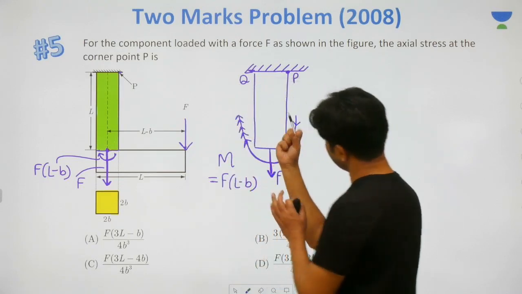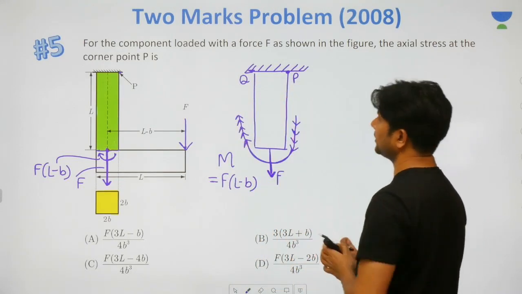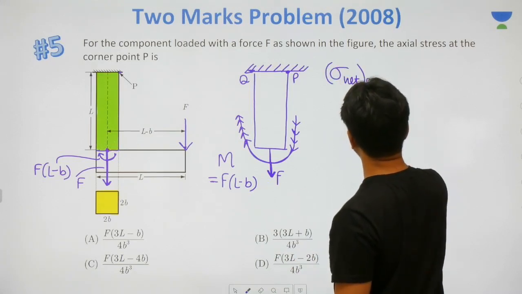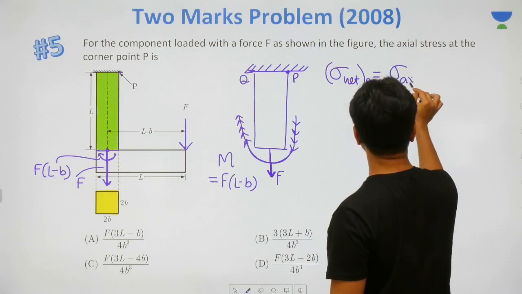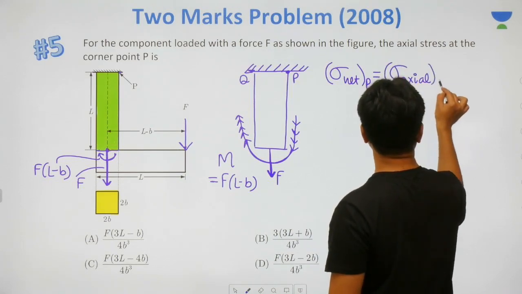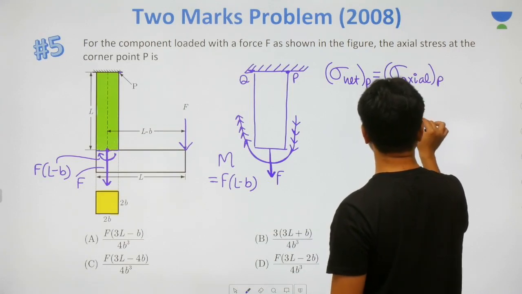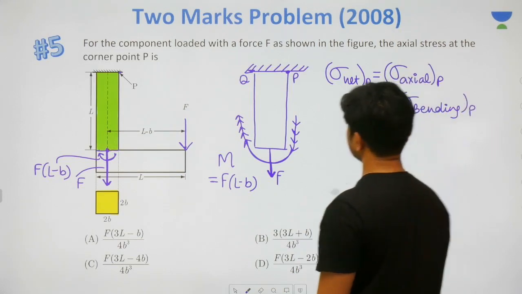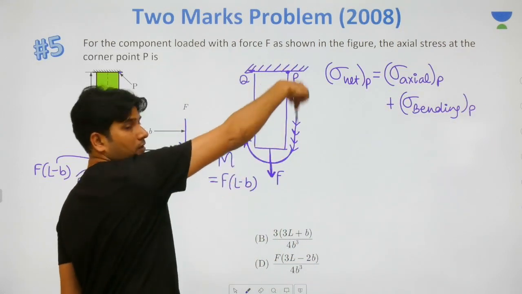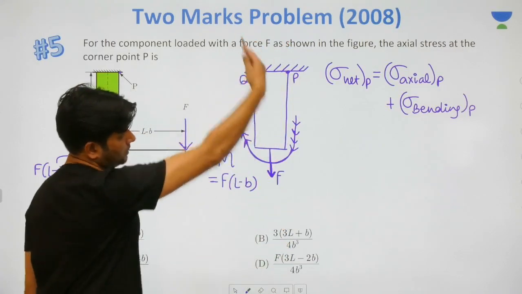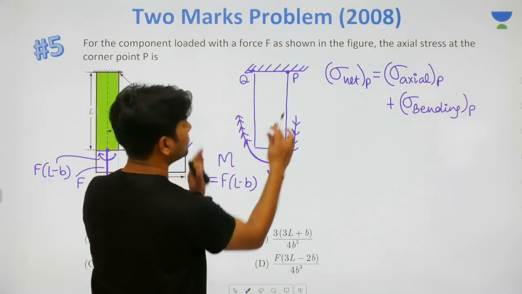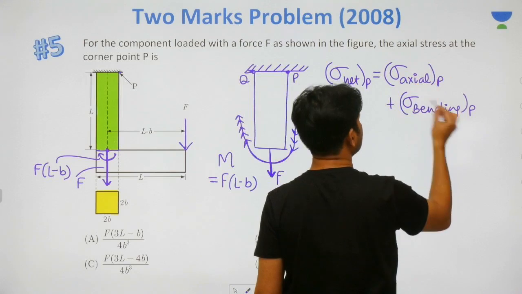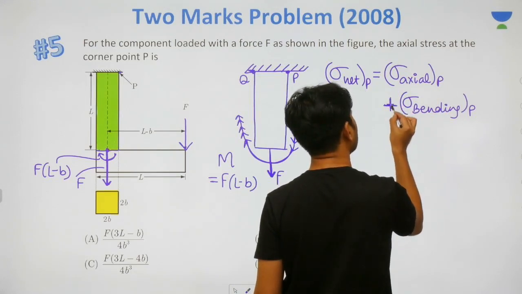So here you have some axial load and some bending moment, and the net stress at P is going to be the stress due to axial loading at P plus the stress due to bending at P. Incidentally, due to axial loading it is tensile at P, and due to bending also it is tensile at P, while at Q it will be compressive. So both are tensile, that's why I'm adding them together.